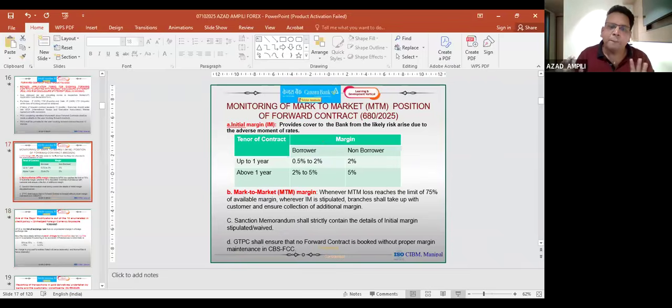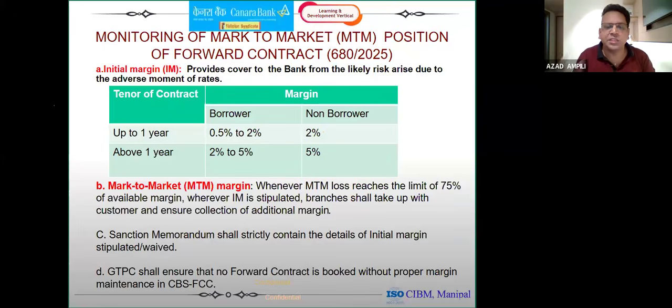Now, that mark to mark margin, whenever it reaches 75%, we have to take additional margin. There the matter ends.